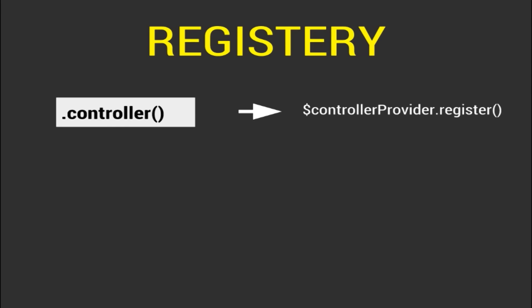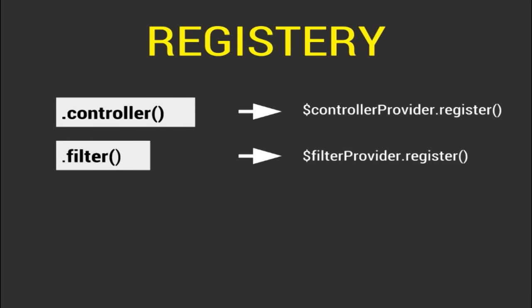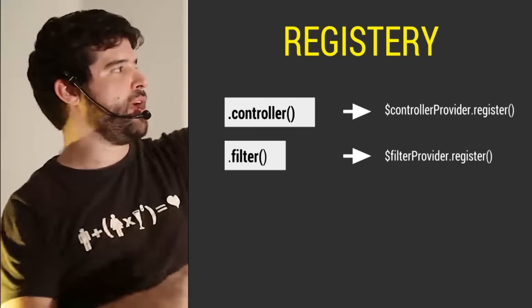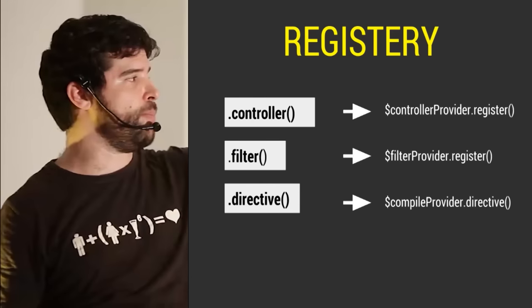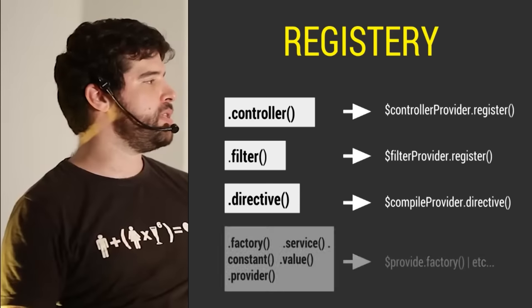You see the pattern: the controller, $controller is the service and the provider is its provider, and you call the register method. This is what happens when you call angular.module().controller, it calls this behind the scenes. So for filter, it's the filter provider, for directive, it's the compiler provider, and this is all the stuff.